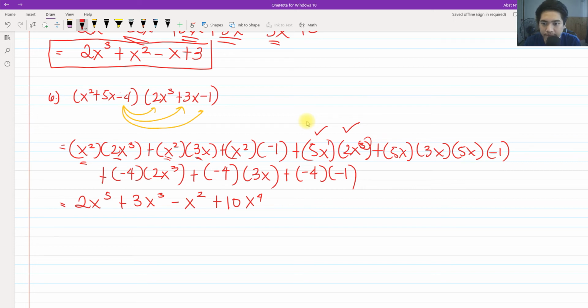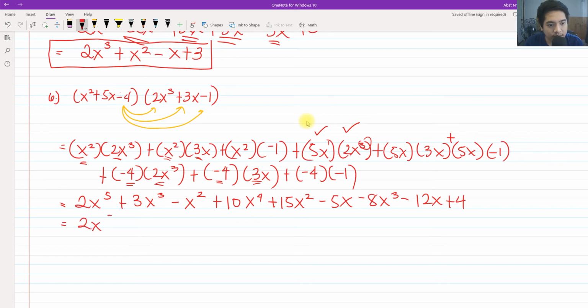Then we have 5x times 3x, that's 15x squared. And then we have plus 5x times negative 1, which is negative 5x. Then negative 4 times 2x cubed is negative 8x cubed. Negative 4 times 3x, that's negative 12x. Negative 4 times negative 1 is positive 4. Negative times negative would be positive. And then combine like terms and then simplify.